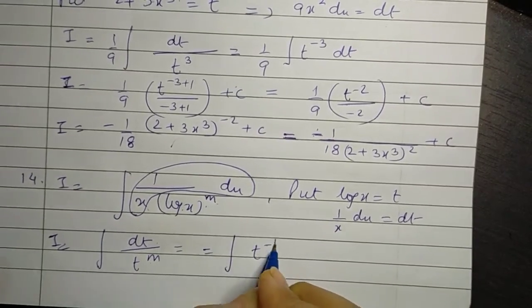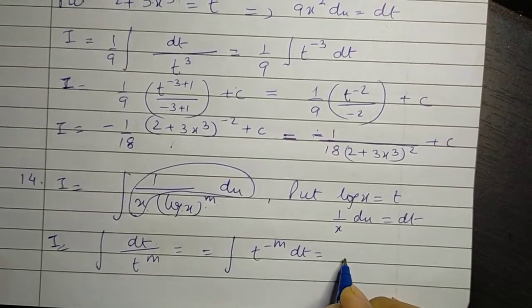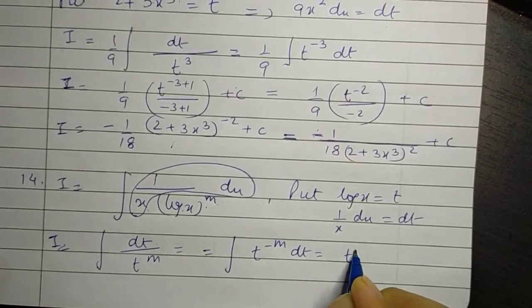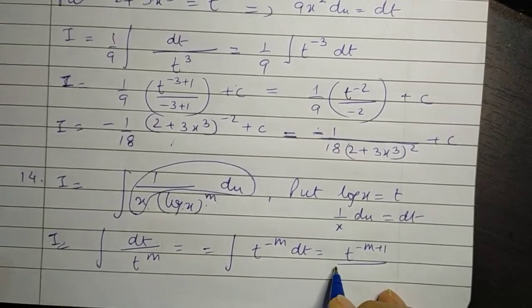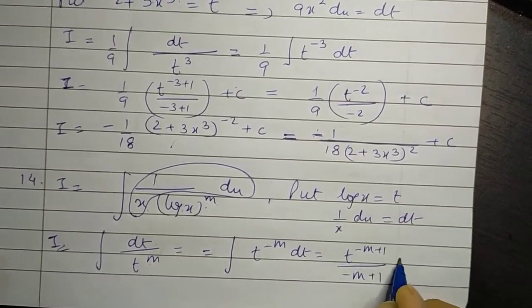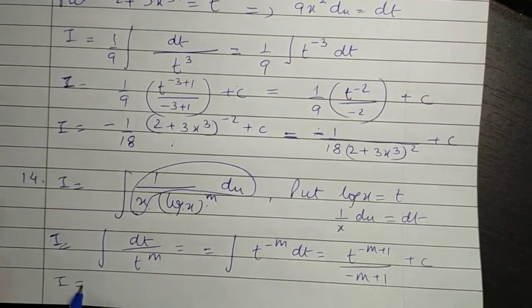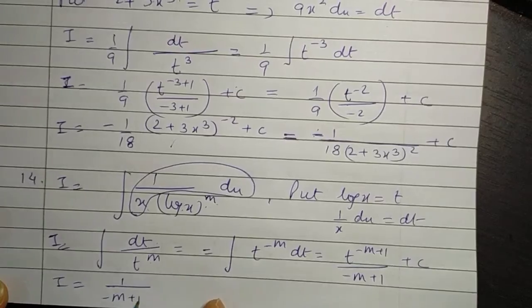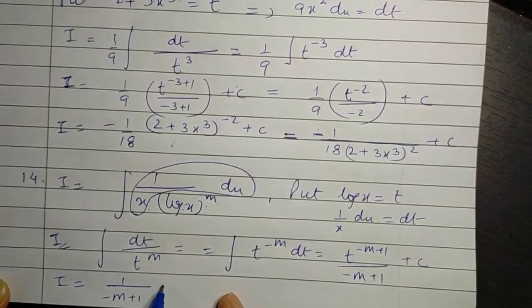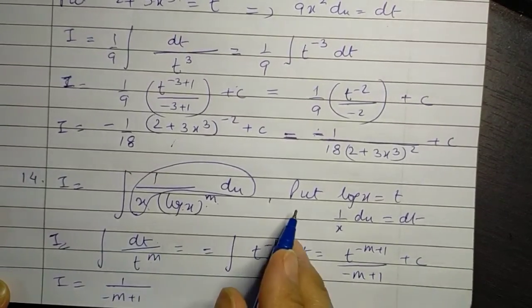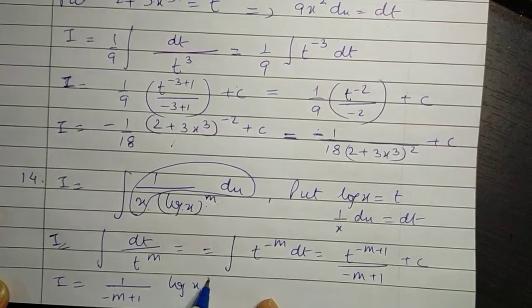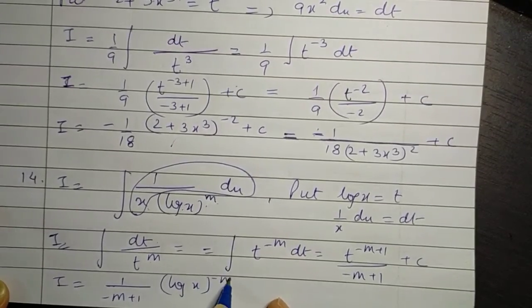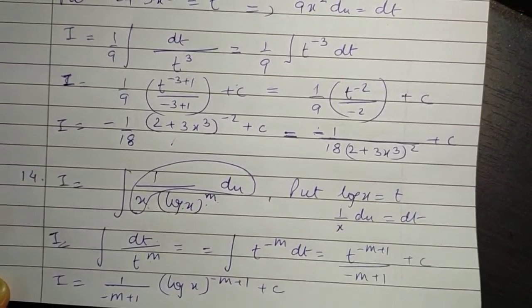which is similar to this question, that the power goes to the numerator and becomes negative. So you get t to the power minus m dt, and you solve it, you get t raised to the power minus m plus 1 over minus m plus 1 plus c. Replace back in terms of x, you get 1 upon minus m plus 1 into, t is log x, raised to the power of minus m plus 1 plus a constant.